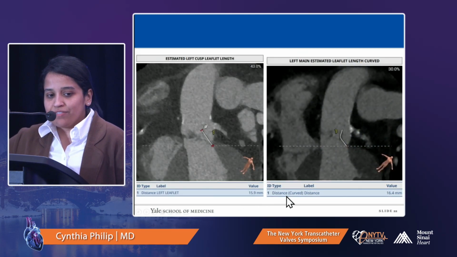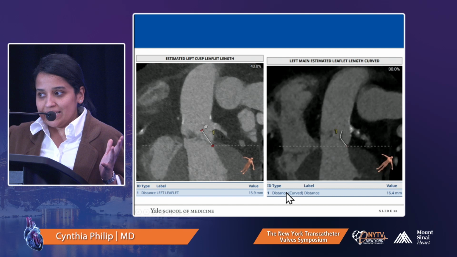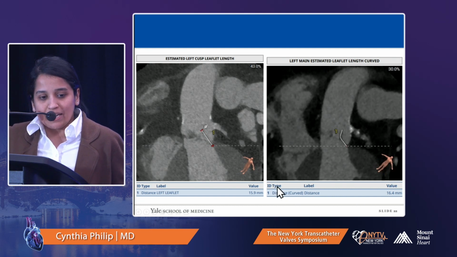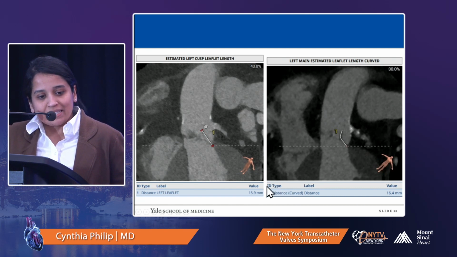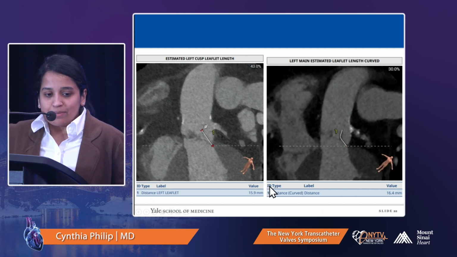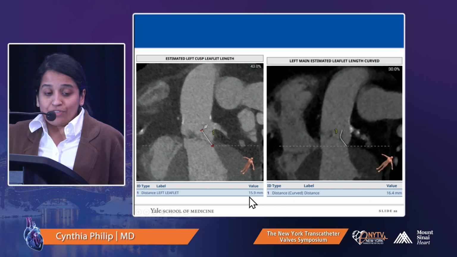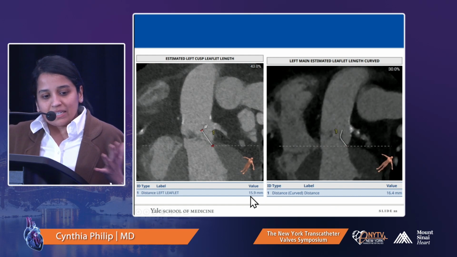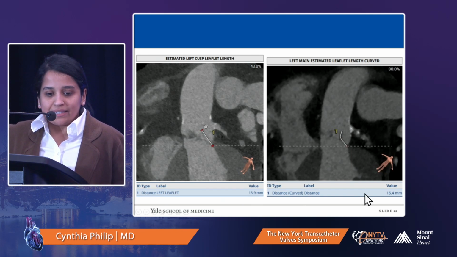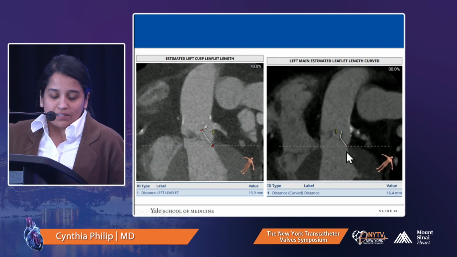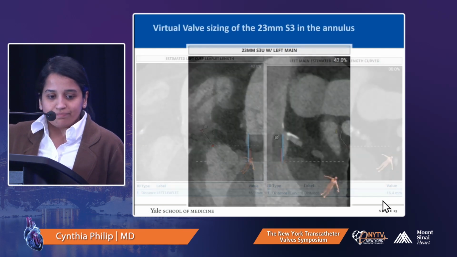So, I asked our valve vendor to go back and reanalyze the CT to see if there were any findings that could have predicted this outcome, because our team was not anticipating it. And there were maybe a few things. So here, this is a leaflet length that can be measured, and here you'd see that it was 15 millimeters. So something to consider maybe in a patient who has a borderline sinus size, along with borderline coronary height. And then here's the curved distance that was 16 millimeters.